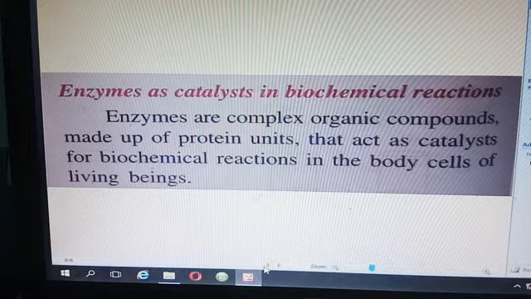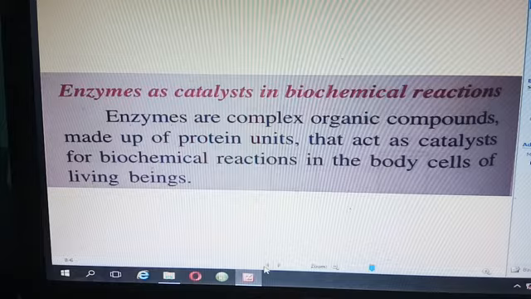Now today we'll be learning about some catalysts that are present in our body, catalysts required for biochemical reactions. Bio means life. That means in a living being also a lot of chemical reactions take place. It is said that the human body is a laboratory. A lot of chemical reactions take place in the human body, in all living things.